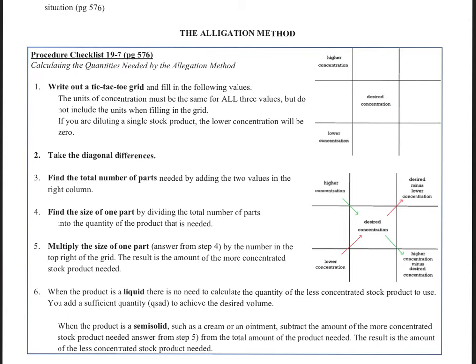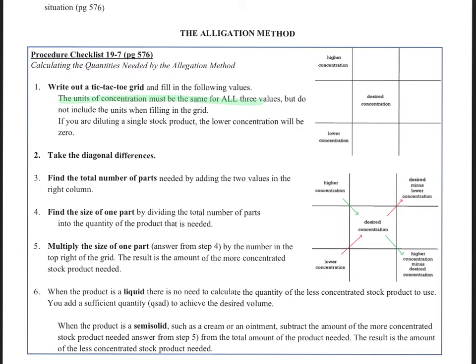So you write out a tic-tac-toe grid, like on the side here, and fill in the following values. The units of concentration must be the same for all three values. Please note that. You need to have all the same units. But we won't include the units when filling in the grid, because we can assume they're all the same, so we don't really need to worry about including the units. And also note, if you're diluting a single stock product, so just one item, the lower concentration will be 0.